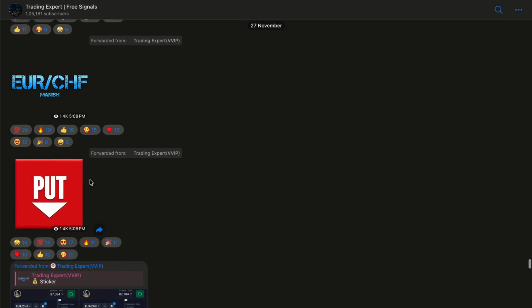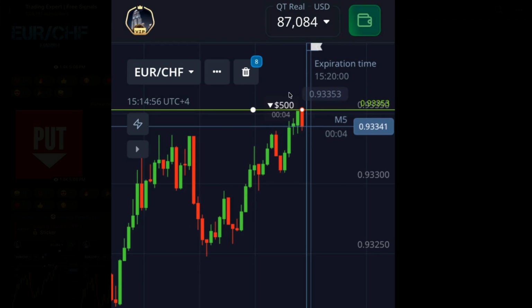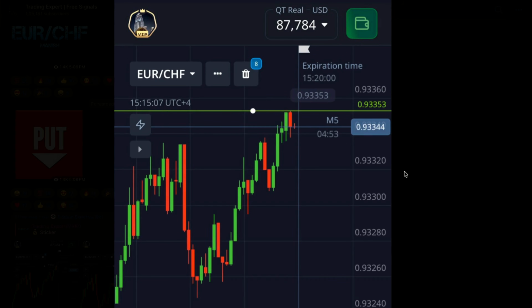The next trade was for EUR CHF put. Here the price moved to a resistance zone. The area was held again, so we took another put side trade here. For the downside, you can just check out, this was a very good win.